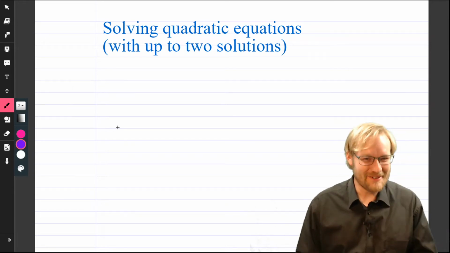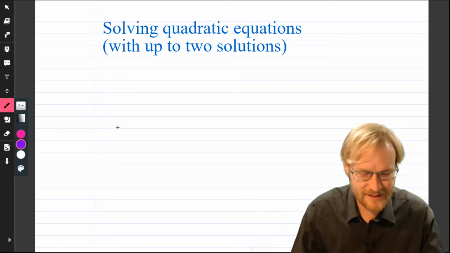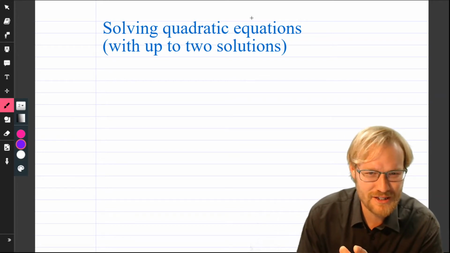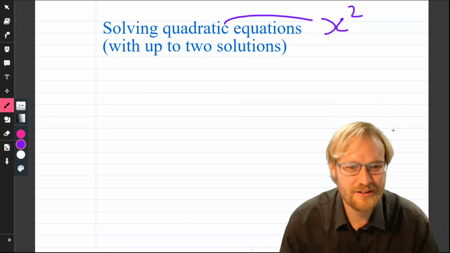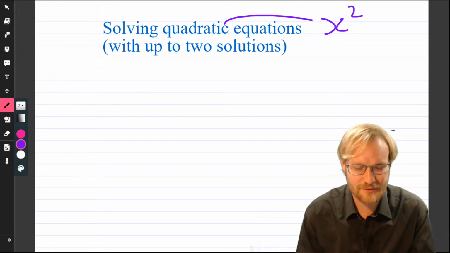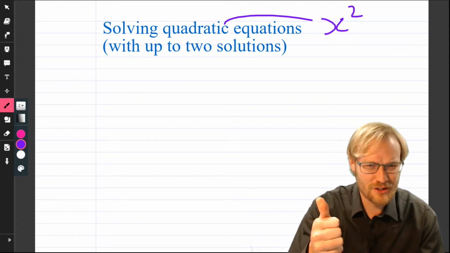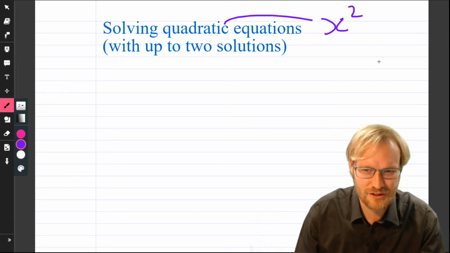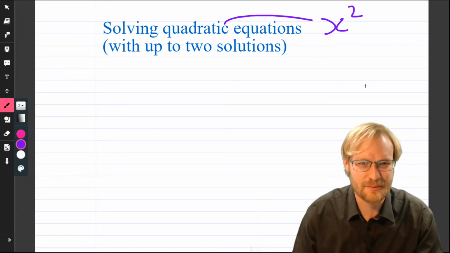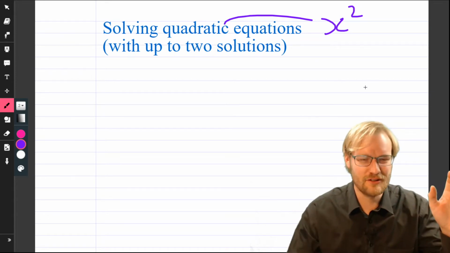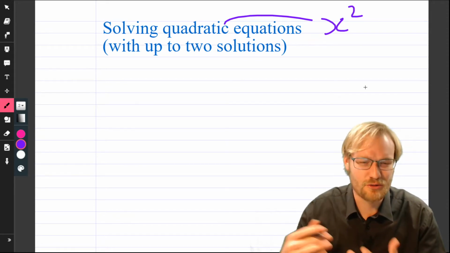Hello, grade 9s, and we're solving quadratic equations with up to two solutions. The quadratic equations are the ones that have an x squared in them. Now, in the Khan Academy videos and the work from last week, I know that you looked at some things where one solution was normally the situation, you ended up with x equals 3, or you end up with no solutions. You had something nonsense like 3 equals 7, or you had infinitely many solutions like 2 equals 2, and then it was always true.